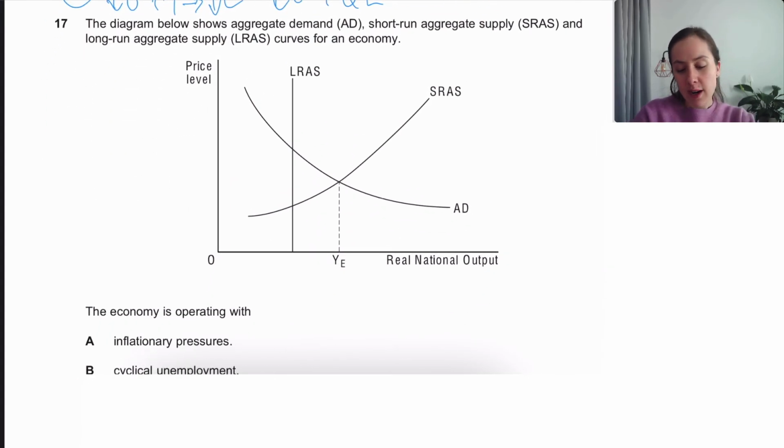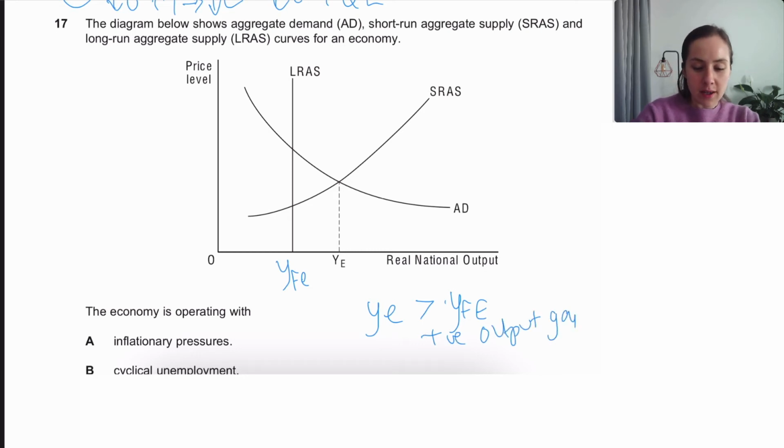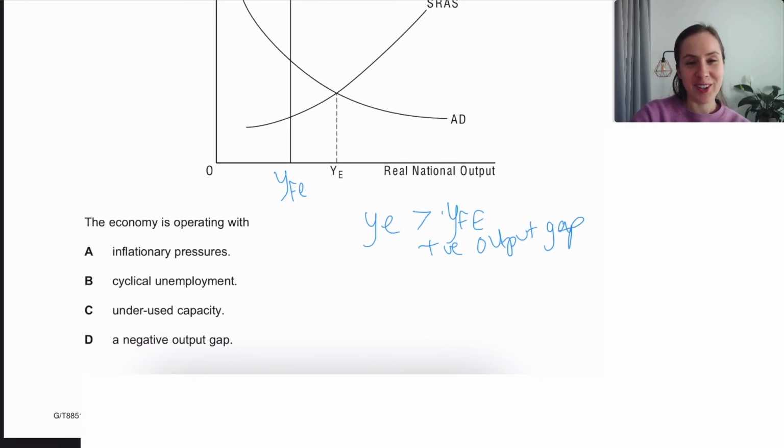Here we have YE being above the potential of the economy, YFE, or Y full employment. So we have a positive output gap. These diagrams are great fun. And look at this, it doesn't have a negative output gap. That was a sneaky one, trying to catch you out. Doesn't have a capacity to use up. It's way above its capacity. It's operating kind of on borrowed time. Cyclical unemployment, there's no recession here.